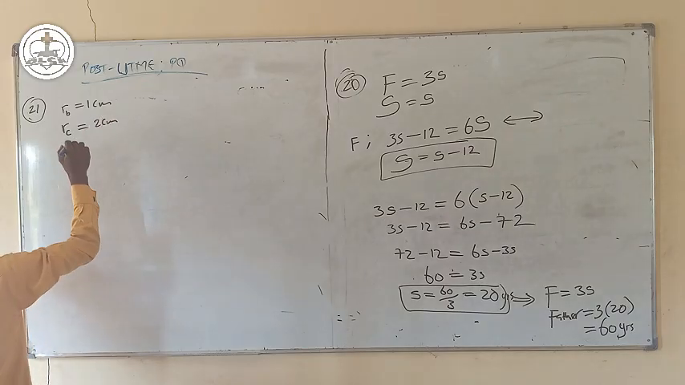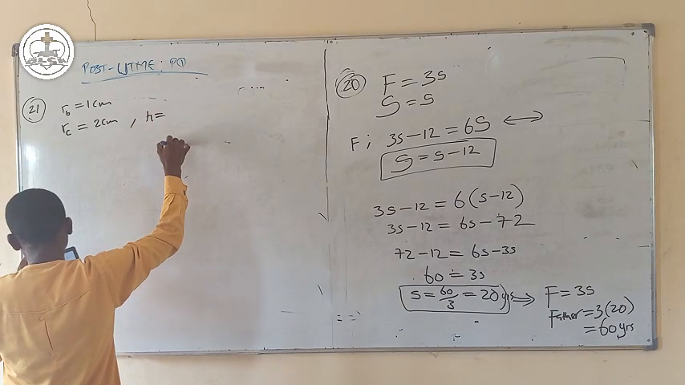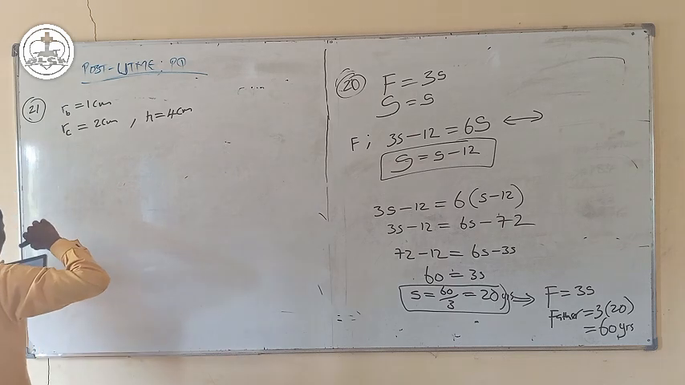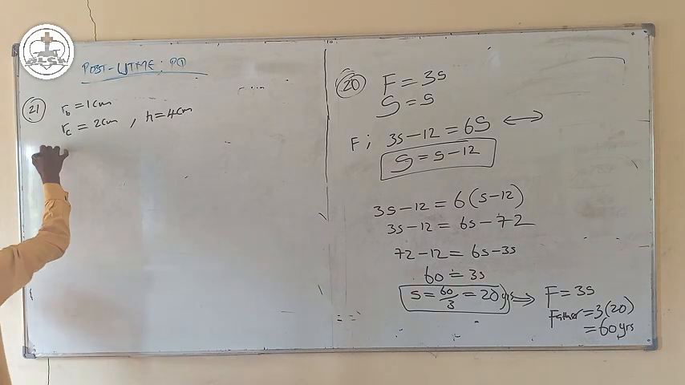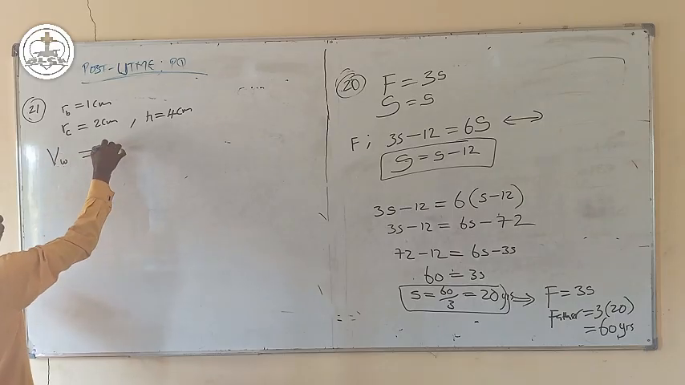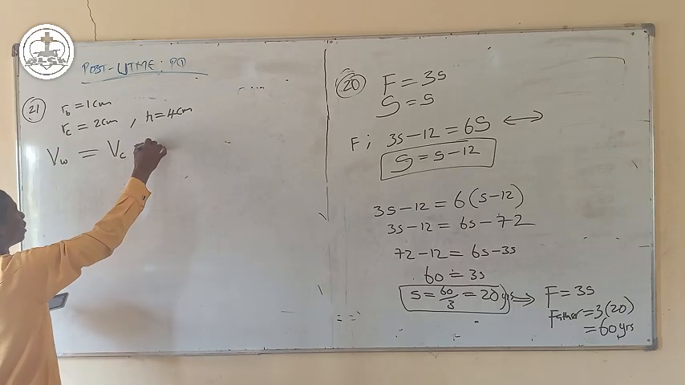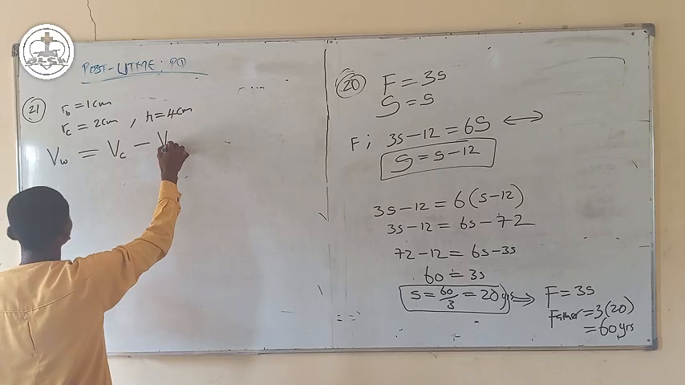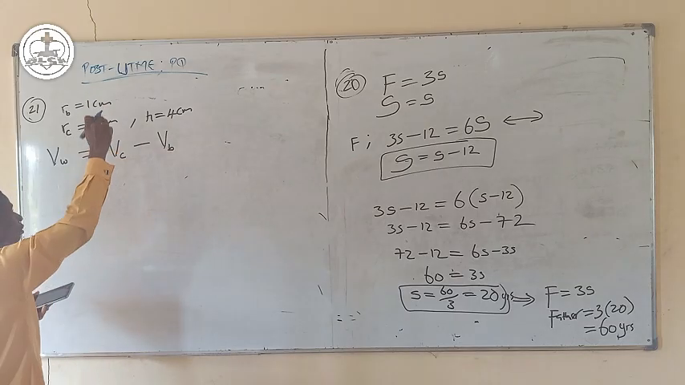And height, this cylinder has a height of what? The cylinder has a height of 4 centimeters. If the cylinder is now filled with water, what is the volume of the water in the cylinder? It tells us that the volume of the water, let's call it VW, will be the volume of the cylinder itself, let me say VC, minus what? The volume of that steel ball that was dropped into the cylinder containing water. Let's call it VB, which is the steel ball.